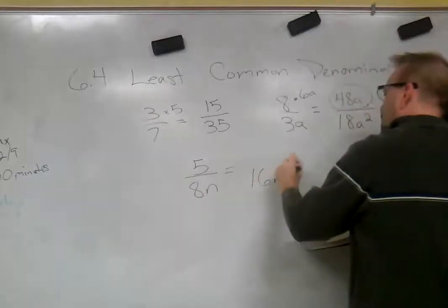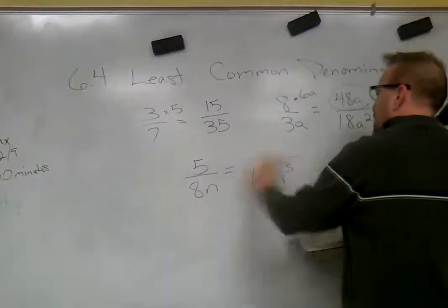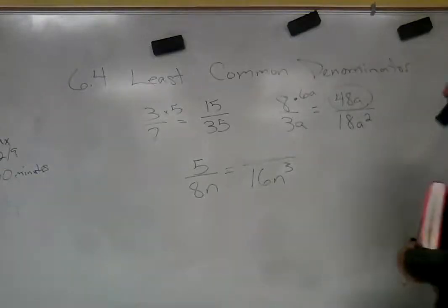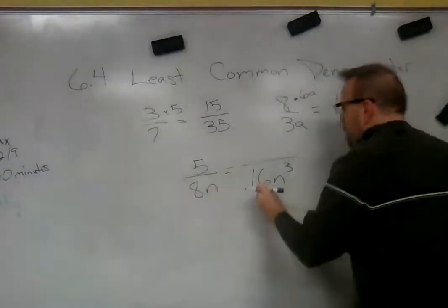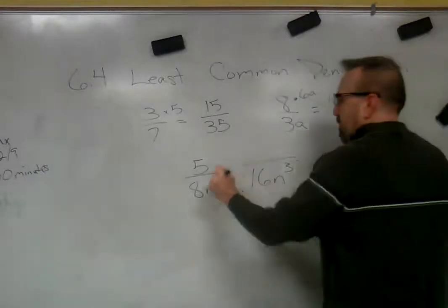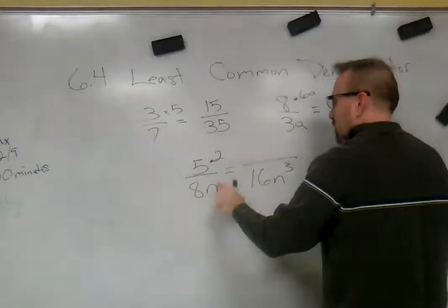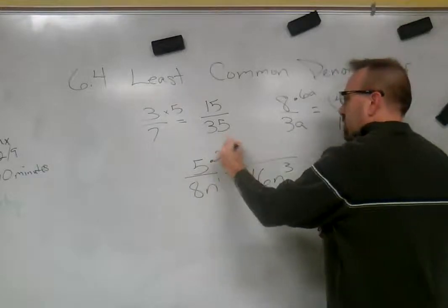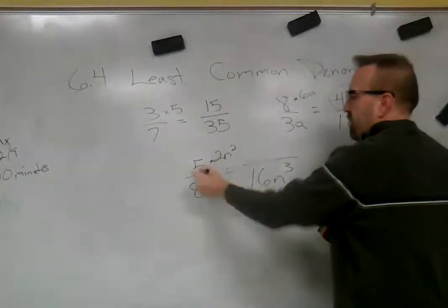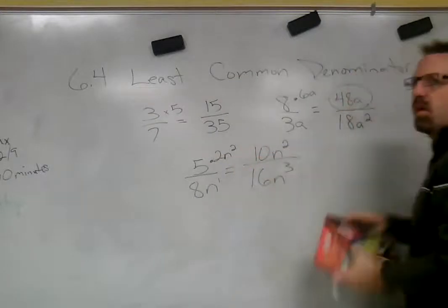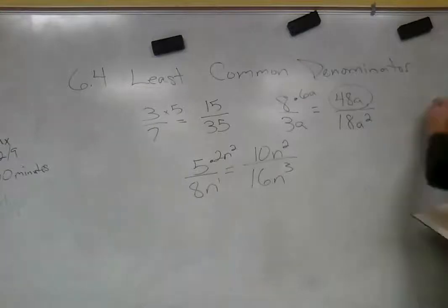So same sort of thing here. Let's make that a third. We have 5 over 8n, and then our common denominator is going to be 16n to the third. What do we have to multiply 8 by? 2. N needs 2 more n's, so it will be n squared. So now 5 times 2 is 10, n squared. All right. So those are our basic ones.